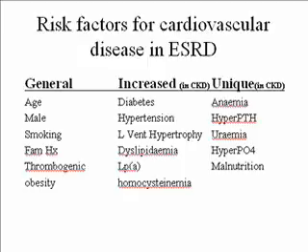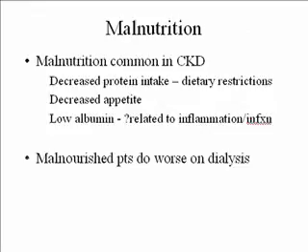We're coming towards the end now. There are a number of increased cardiovascular risk factors in end-stage renal disease. Here you can see the general risk factors on the left-hand side, a few in the middle that are increased in chronic kidney disease, and a few on the right side which are unique.